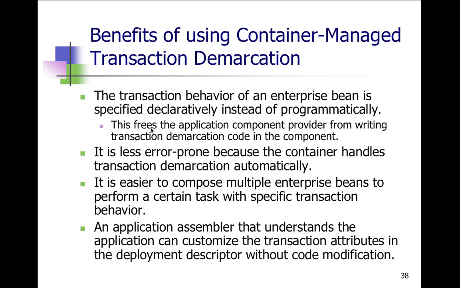Well, we have container control, so we can have control from a container perspective. It's easier to compose multiple enterprise beans to perform certain tasks with specific transaction behavior, to get multiple beans to work together for certain tasks. And the application assembler that understands the application can customize the transaction attributes in the deployment descriptor without any code modifications. If you do it at a bean managed level, you have to modify all the code and all the beans that you're managing separately.